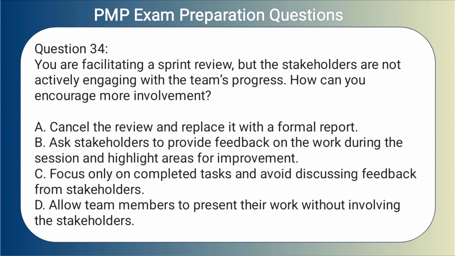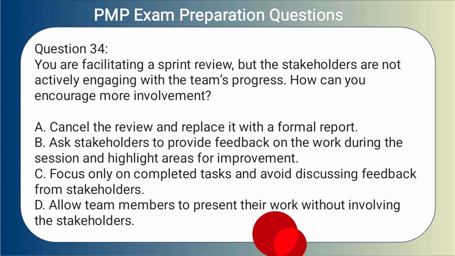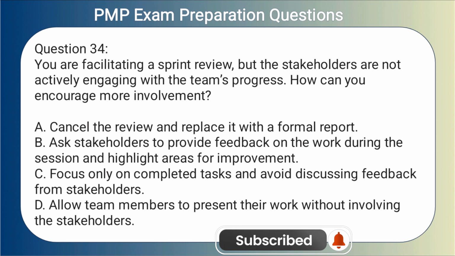Question 34. You are facilitating a sprint review, but the stakeholders are not actively engaging with the team's progress. How can you encourage more involvement? A. Cancel the review and replace it with a formal report. B. Ask stakeholders to provide feedback on the work during the session and highlight areas for improvement. C. Focus only on completed tasks and avoid discussing feedback from stakeholders. D. Allow team members to present their work without involving the stakeholders.